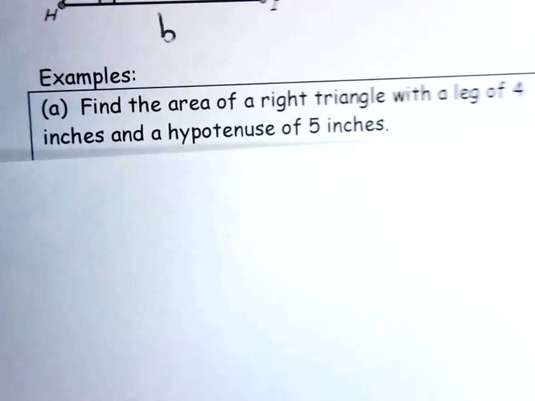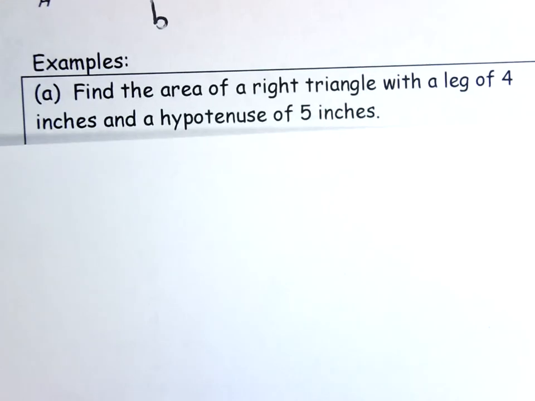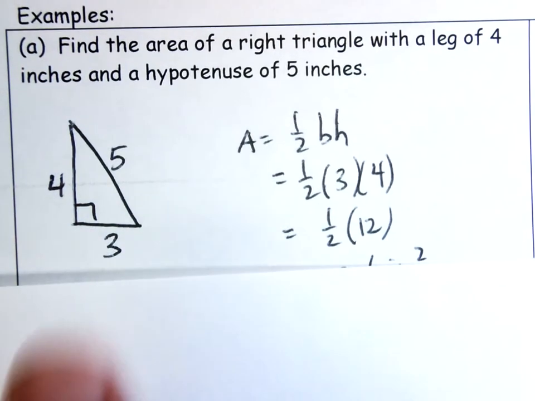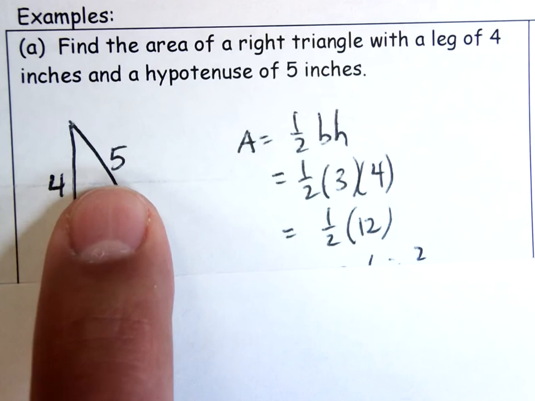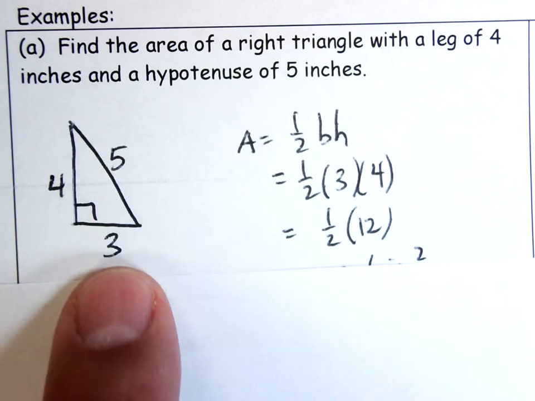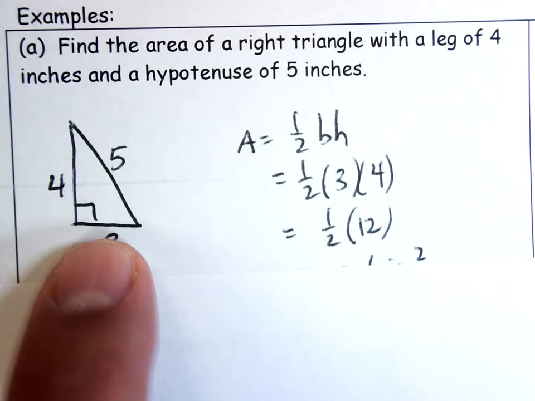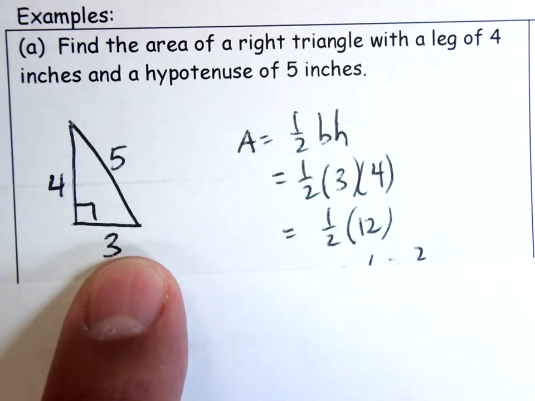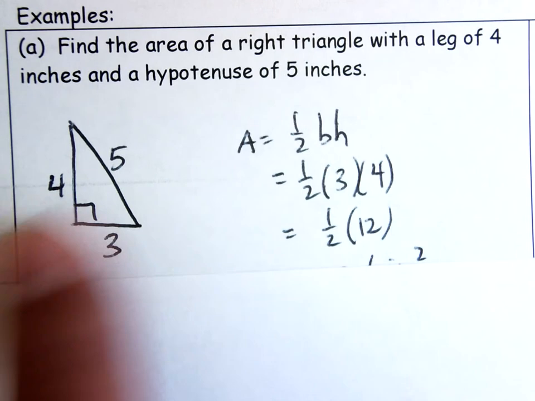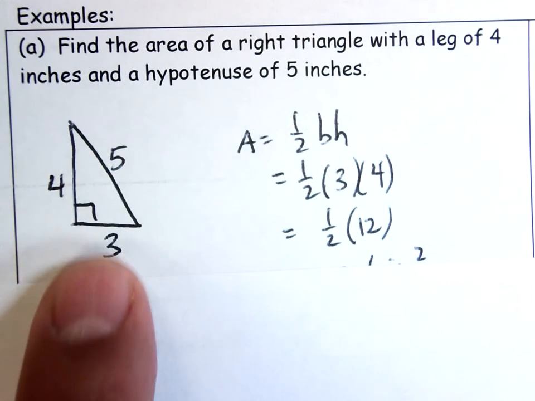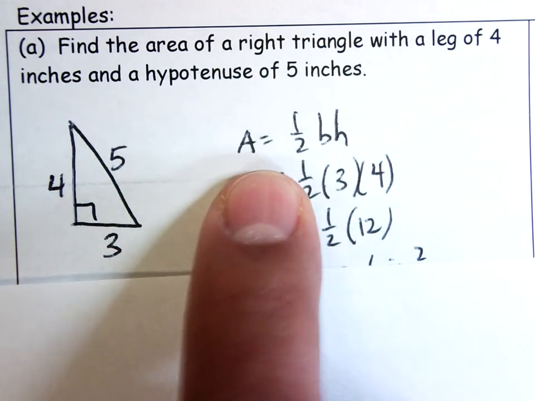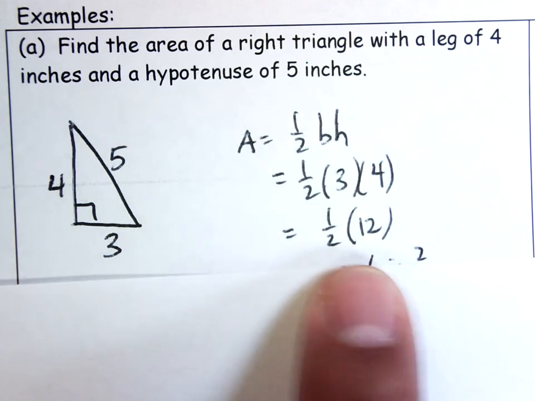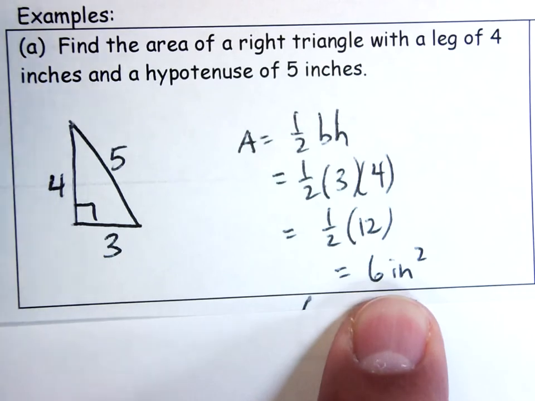Find the area of a right triangle with a leg of 4 inches and a hypotenuse of 5 inches. So I draw my picture. There's my leg of 4, there's my hypotenuse of 5, but again, I need the base and the height. I need the ones that are perpendicular to each other to get the area. But I recognize it as another special right, a Pythagorean triple, 3, 4, 5. So if that's 4 and that's 5, this must be 3. So area is equal to 1/2 base times the height, 1/2 3 times 4, 1/2 of 12, which is just 6 inches squared.